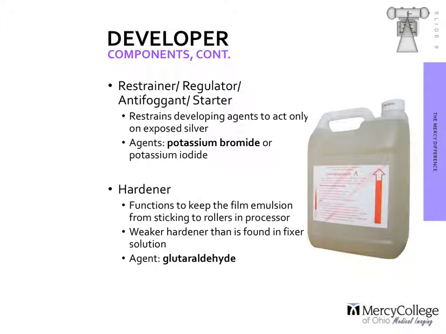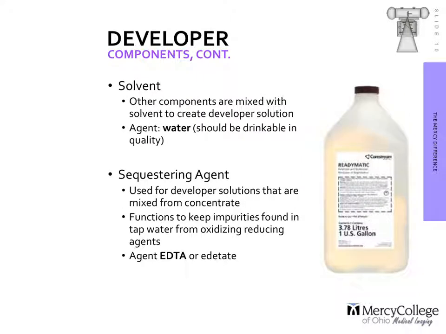Hardeners are going to be present, and the idea is that yes, the developer is making the emulsion soft, but we don't want it so soft that it becomes sticky, it sticks to the rollers, and it kind of comes off of the film. So there is going to be a slight hardener that's going to be present as well. Glutaraldehyde is that hardener.